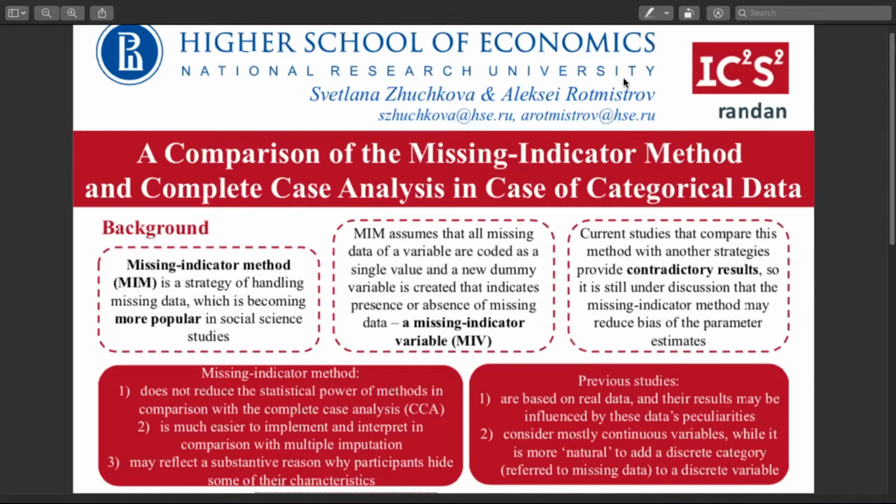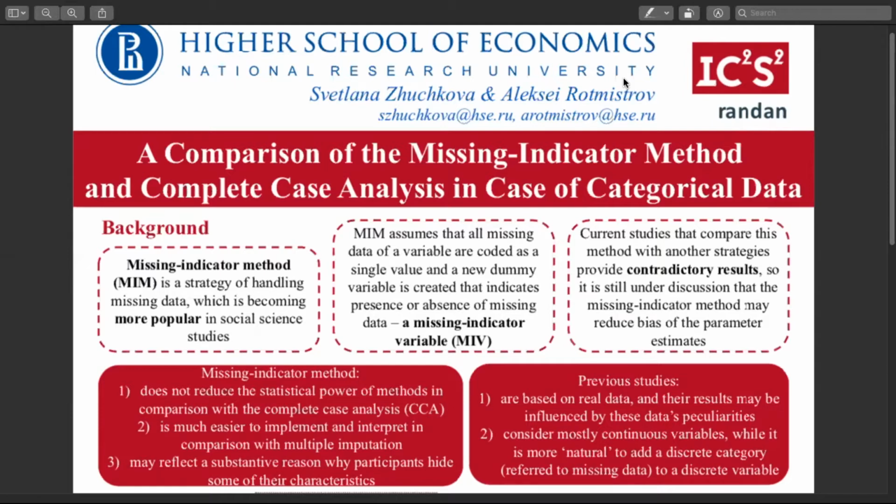In that regard, missing indicator method is especially valuable in social studies, when respondents may hide some of their characteristics on purpose. So in this case, missing indicator variable may somehow reflect this hidden reason why a person gave no answer. But we usually use methods of handling missing data in order to get unbiased estimates of different parameters.